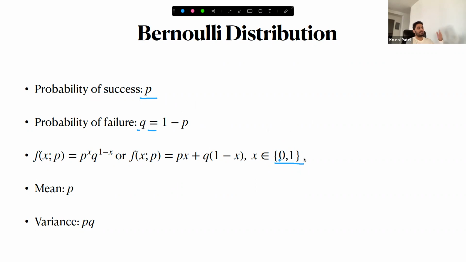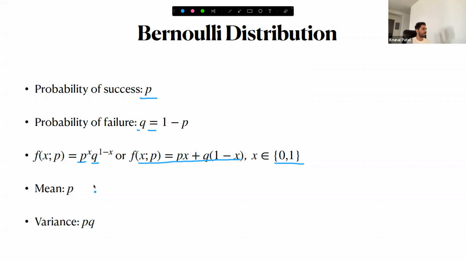And if I take one trial, then the distribution function is: if I get the success, then I have p. If I get a failure, then I have q, right? So at one point of time, any one of them is active, the other one is deactivated. So you can even write it in this form. If you don't like exponentials, then you can write it as a linear combination, x times p plus q times 1 minus x. So far so good.